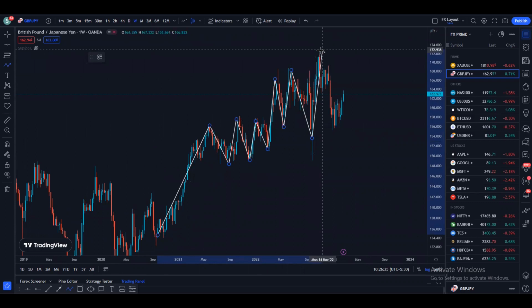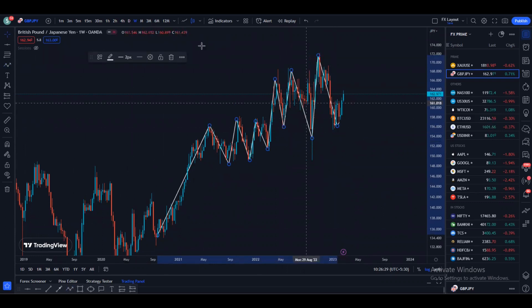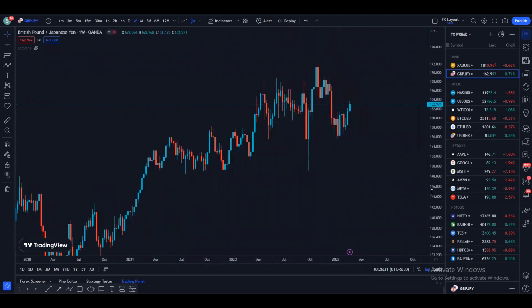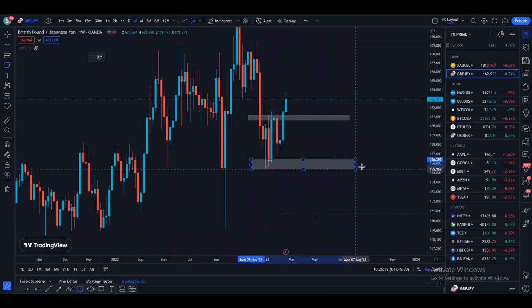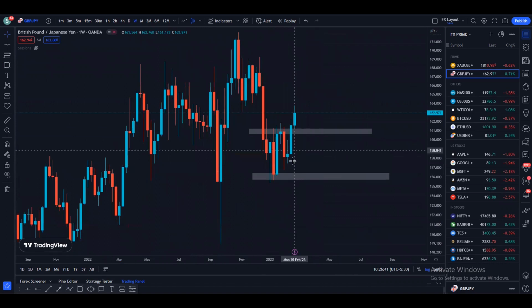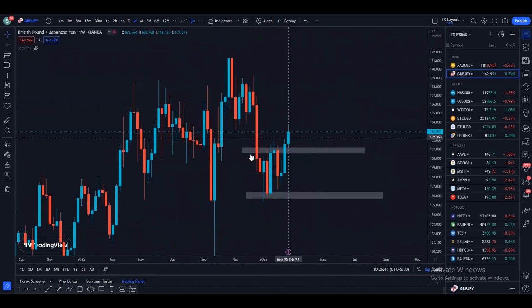Then the price came back up and made a new high, and now we are making a higher low of this uptrend on the weekly time frame. Also, if we look closely, we will find out that there was a resistance here, and there was a support here, right? So now we can see that the price already closed above this resistance.